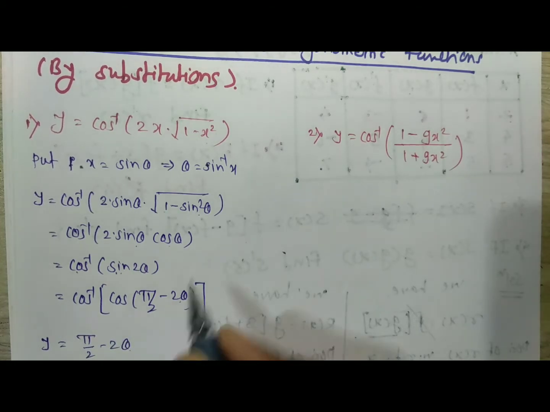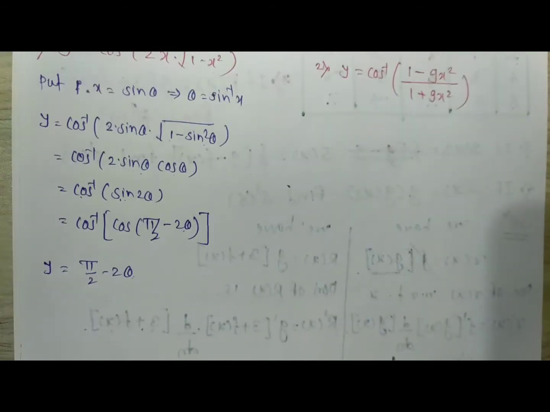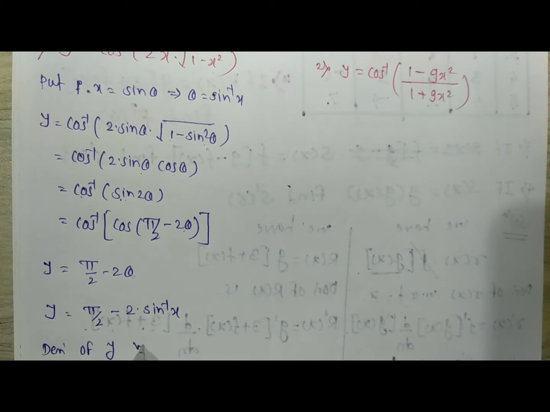But we know that theta is equal to sine inverse x. Putting this value here, you will get y is equal to pi by 2 minus 2 into sine inverse x. Y is the function of x, and therefore we have to get the derivative of y with respect to x.